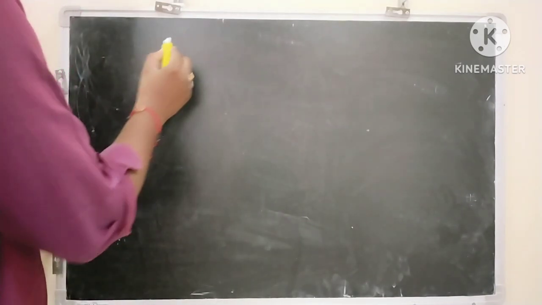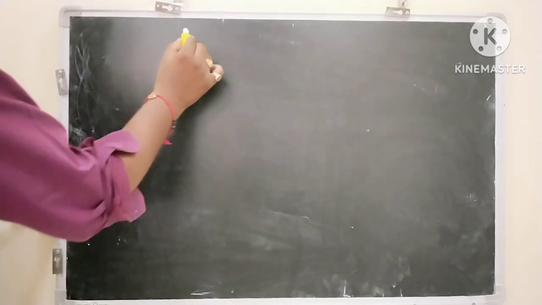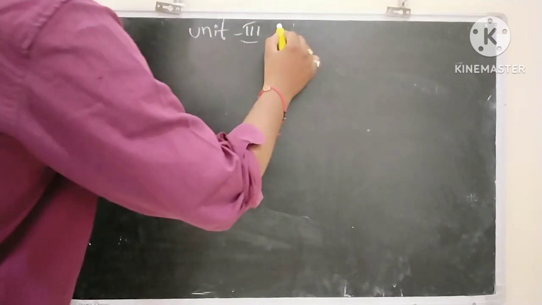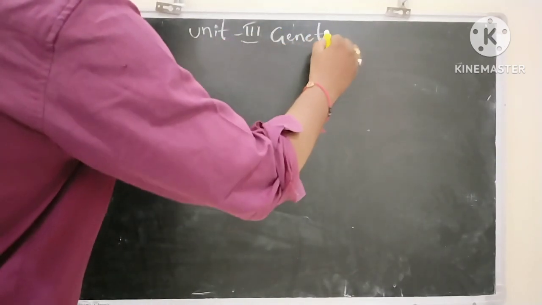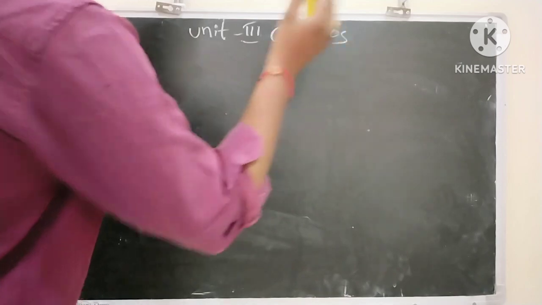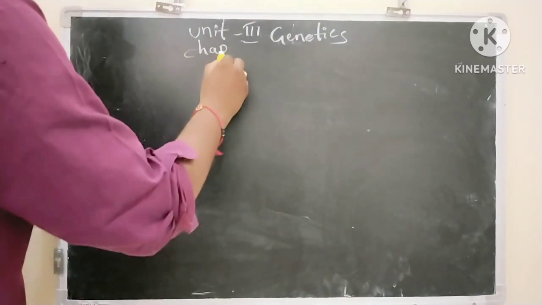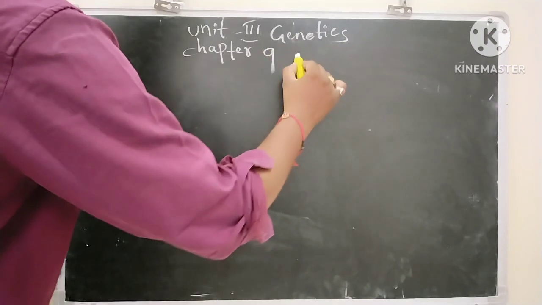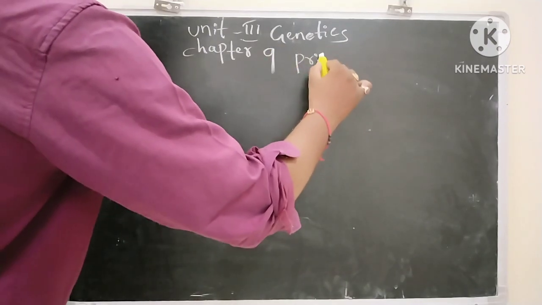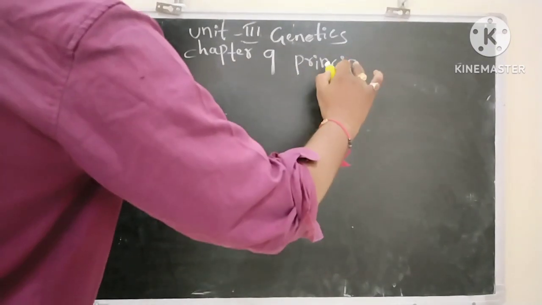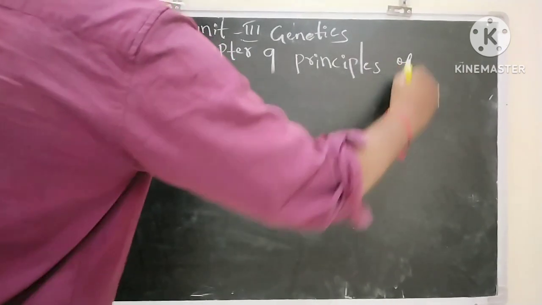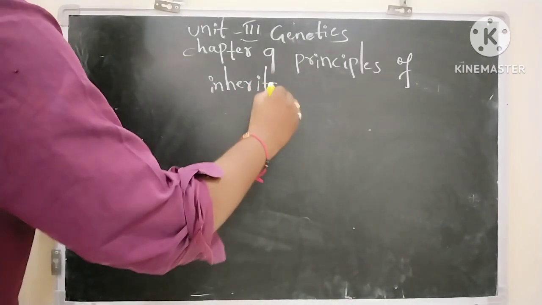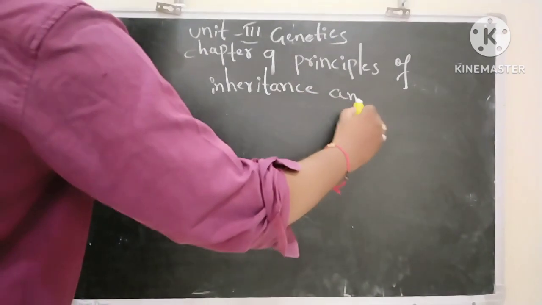The topic is intermediate second year botany, unit 3, genetics. Chapter 9, principles of inheritance and evolution.